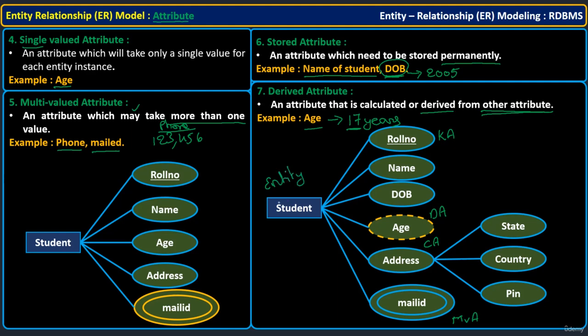Overall, just try to understand whatever we discussed till now. Student is one entity, that means one table. It has a set of attributes, that means columns: roll number, name, DOB, age, address, which is further divided into state, country, PIN number, and it has a mail ID. In that, roll number is a key attribute, and age is a derived attribute, that is derived from DOB. Address is a composite attribute, further divided into attributes, and mail ID is a multi-valued attribute. So that is what attributes, whatever we discussed, all together in this single diagram we can observe.